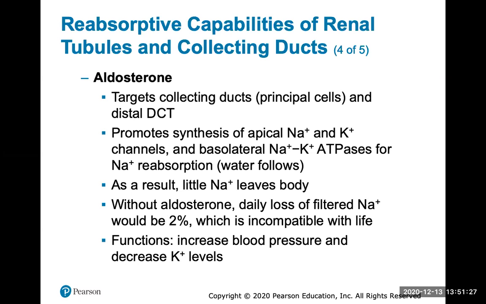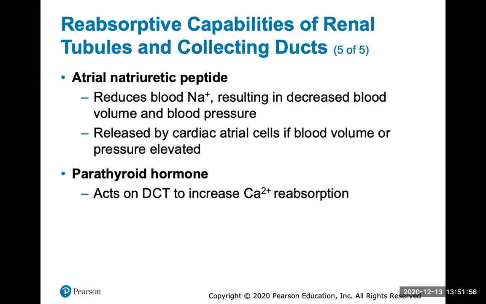The aldosterone system then promotes the synthesis of apical sodium and potassium channels and basolateral ATPases for sodium reabsorption, and water will follow that. So as a result, little sodium leaves the body. Without aldosterone, daily loss of filtered sodium would be about 2%, which is incompatible with life. So the functions of aldosterone are to increase blood pressure by increasing sodium and water reabsorption and decrease potassium levels.